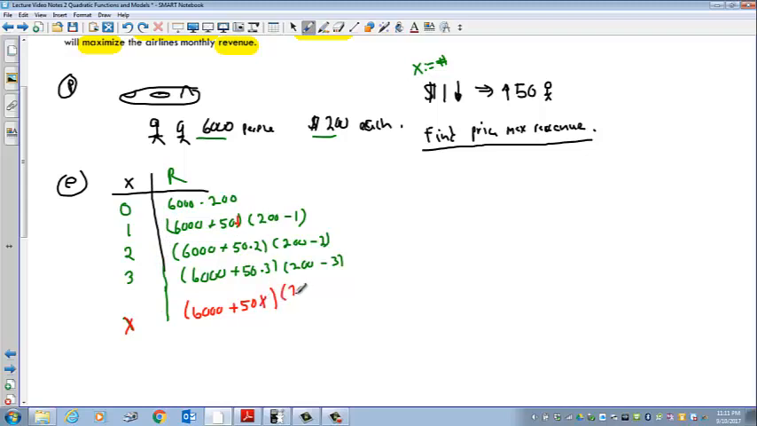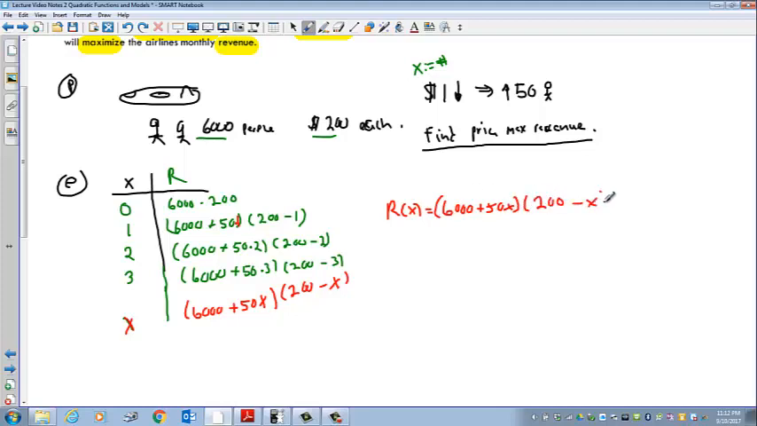And then left parenthesis, and you have 200 minus. And so now what goes here? Well, you see, if you have a 1, you put a 1. If you have 2, you put a 2. If you put 3, you put 3. If you have an x, you put an x. So your brain can identify that there's a form, and then you have to work with it a little bit to establish the formula. But now I know that the revenue function, R of x, is equal to 6,000 plus 50x in parentheses, and then all times 200 minus x.